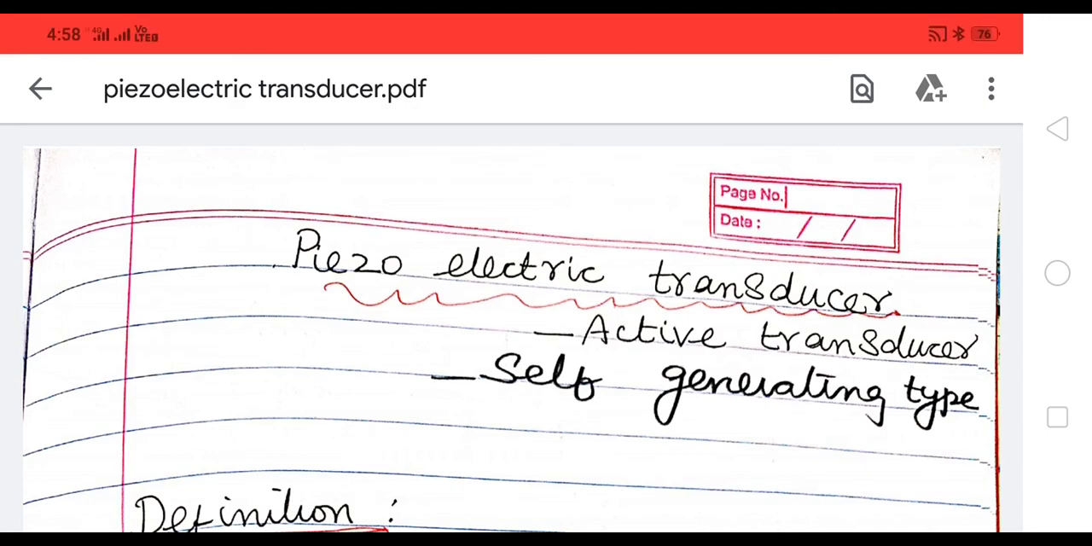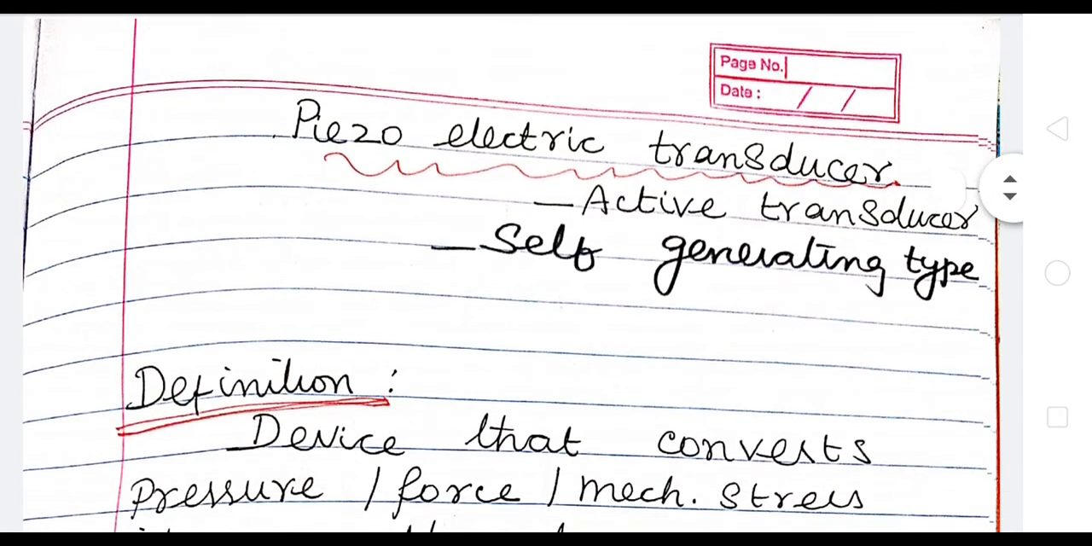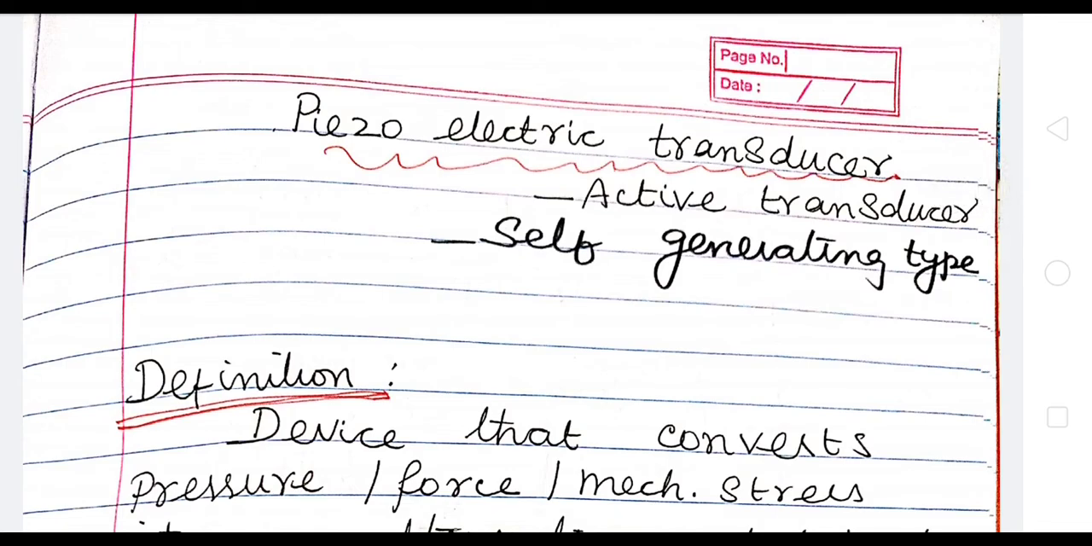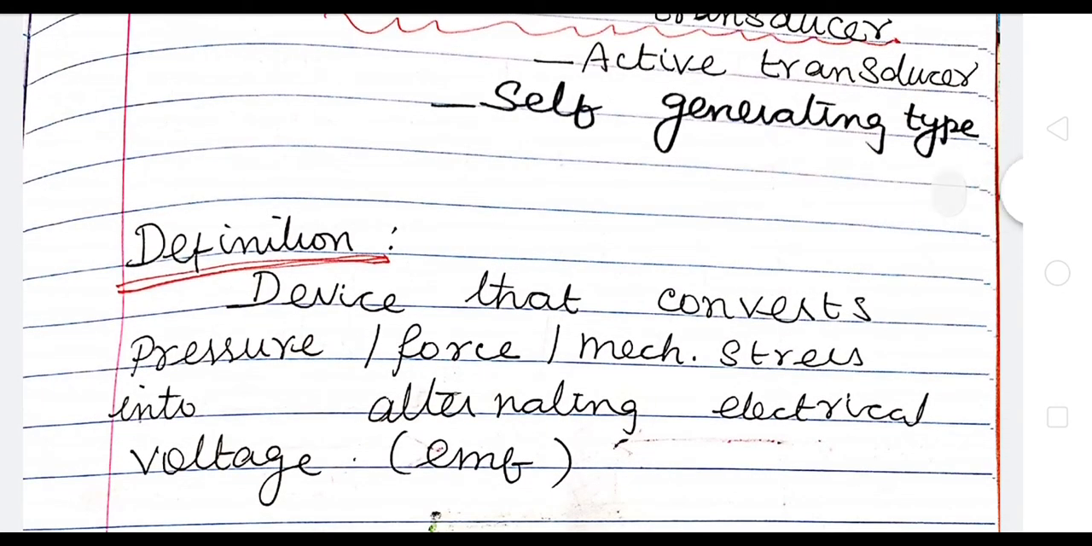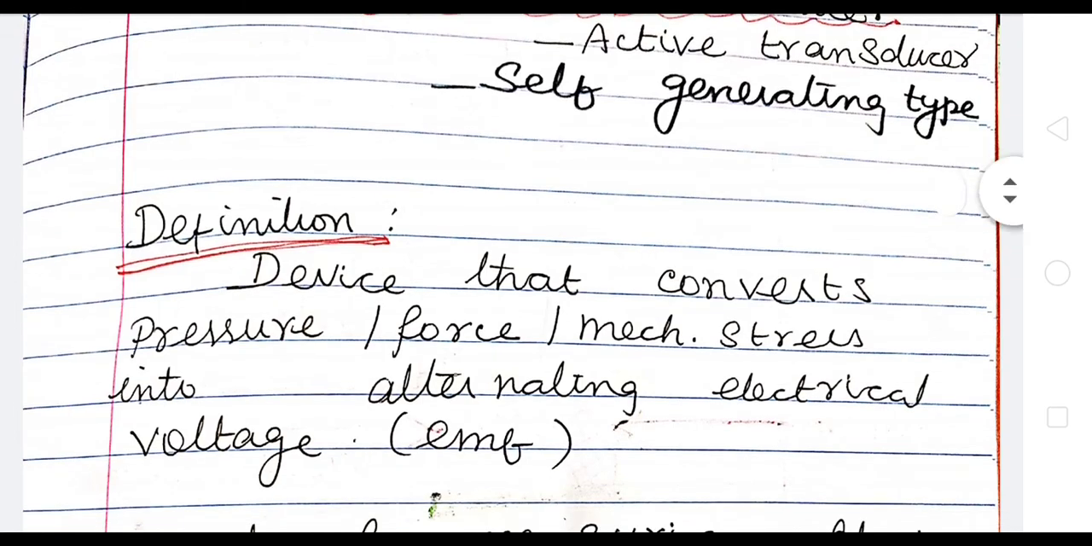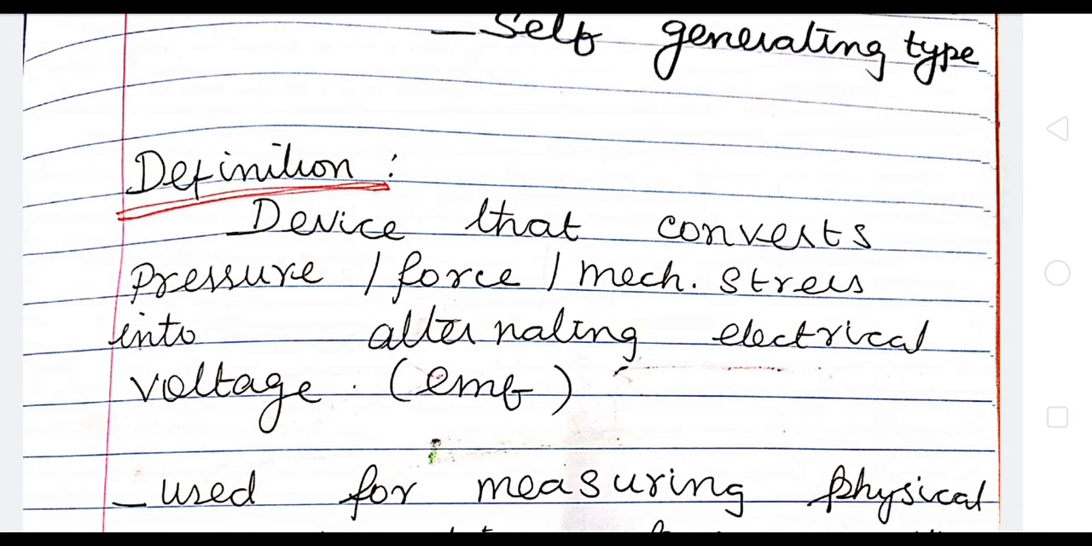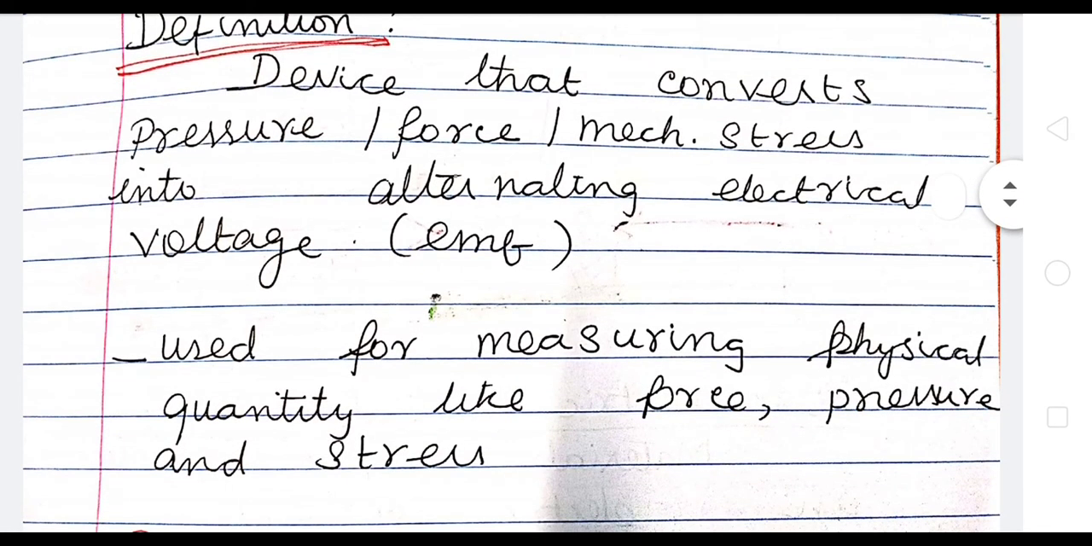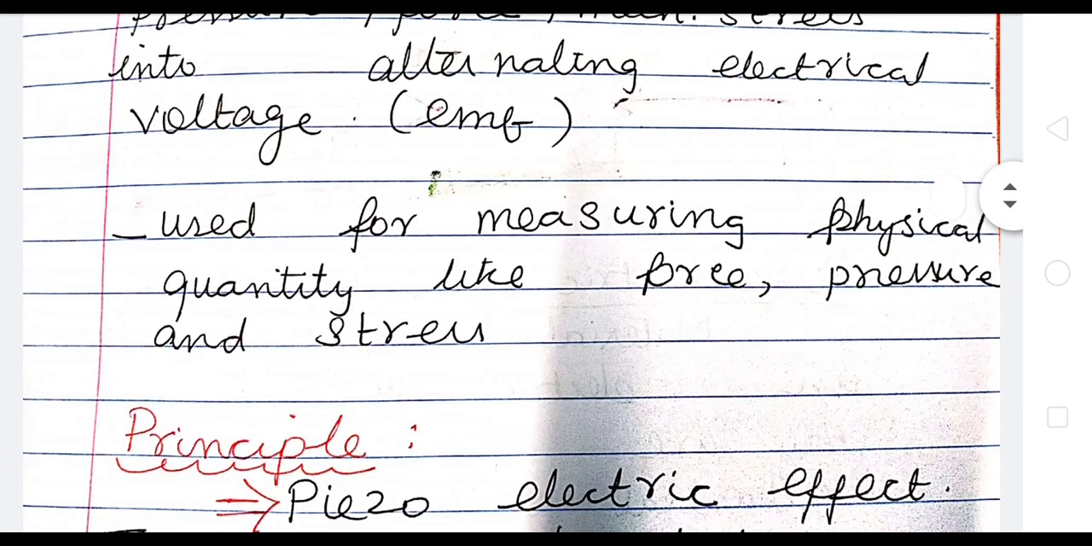The piezoelectric transducer is an active transducer. It is of self-generating type. It converts your physical quantity directly into the electrical signal that can be measured directly. The piezoelectric transducer is a device that converts pressure, force or mechanical stress into alternating electrical voltage. It is used for direct measurement of physical quantities like force, pressure and stress.